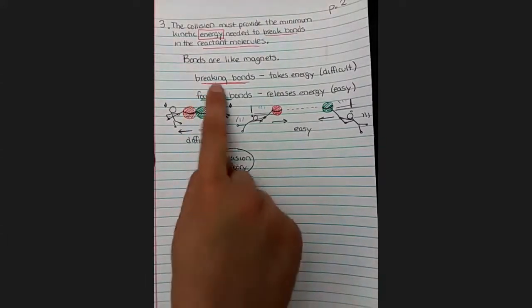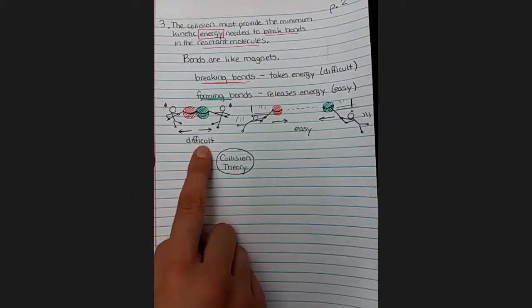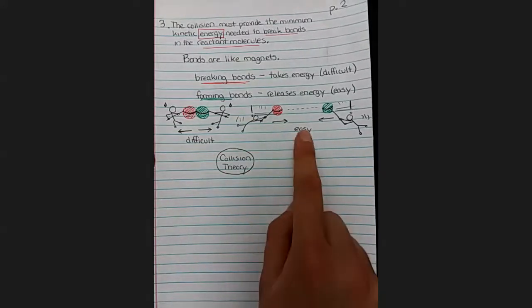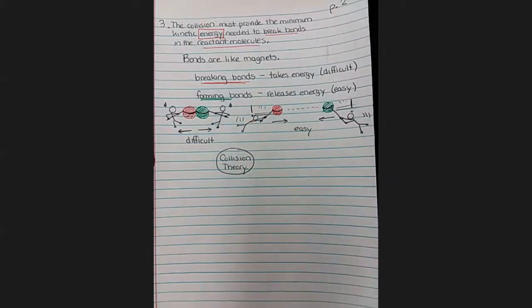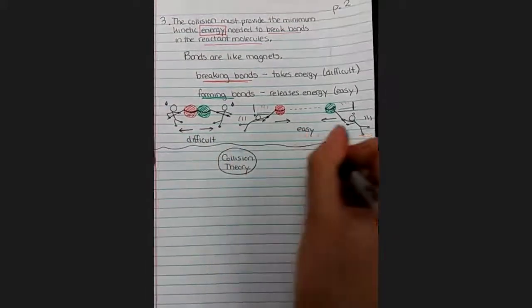So when you're breaking a bond, it's like trying to pull apart two magnets. It's really difficult to do. Energy needs to go into the process. And when a bond is forming, they run into each other and they actually release energy because they're moving so quickly. Just like when two magnets jump together.